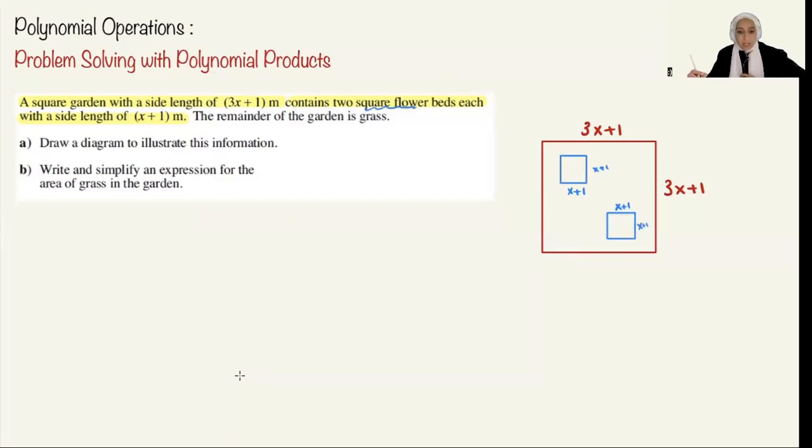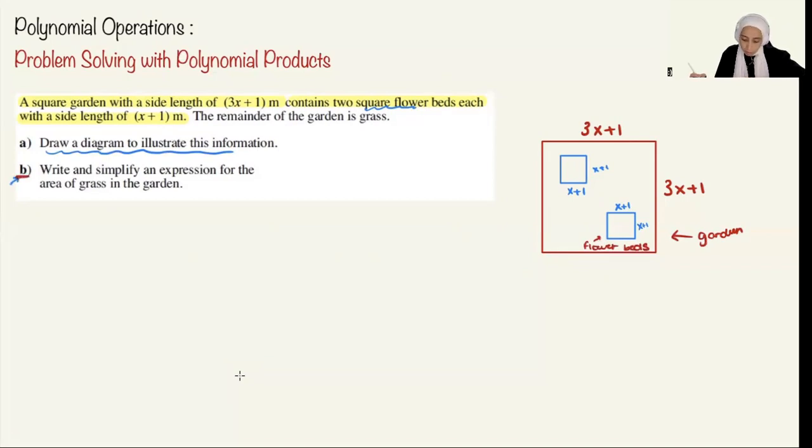Now it's saying draw a diagram to illustrate. Whether they told us to draw or not, so let's say they jumped directly to B, our goal is always to draw in order to understand what the situation looks like. So this is her flower garden, and these are the flower beds. All right, so let's have a look at question B.